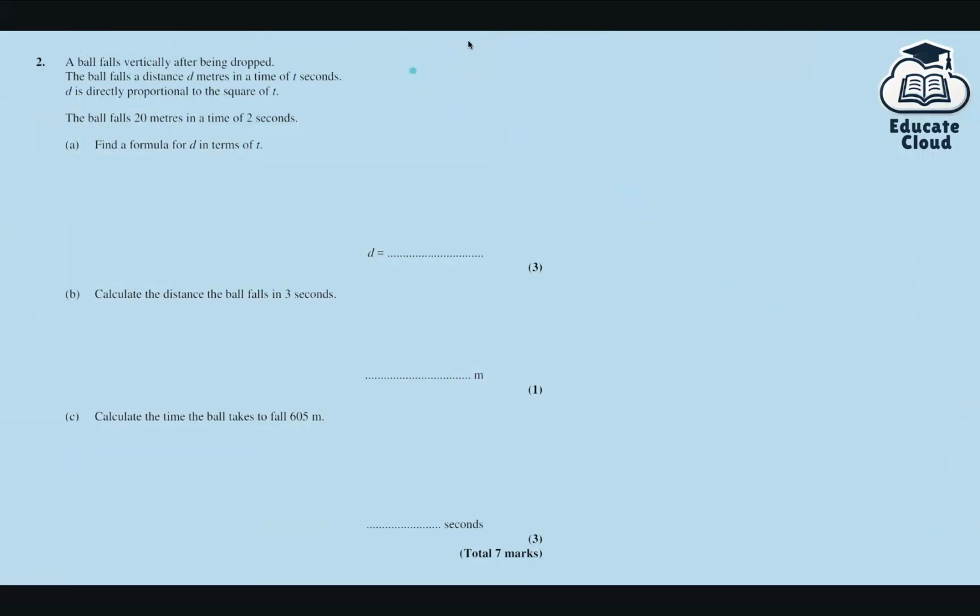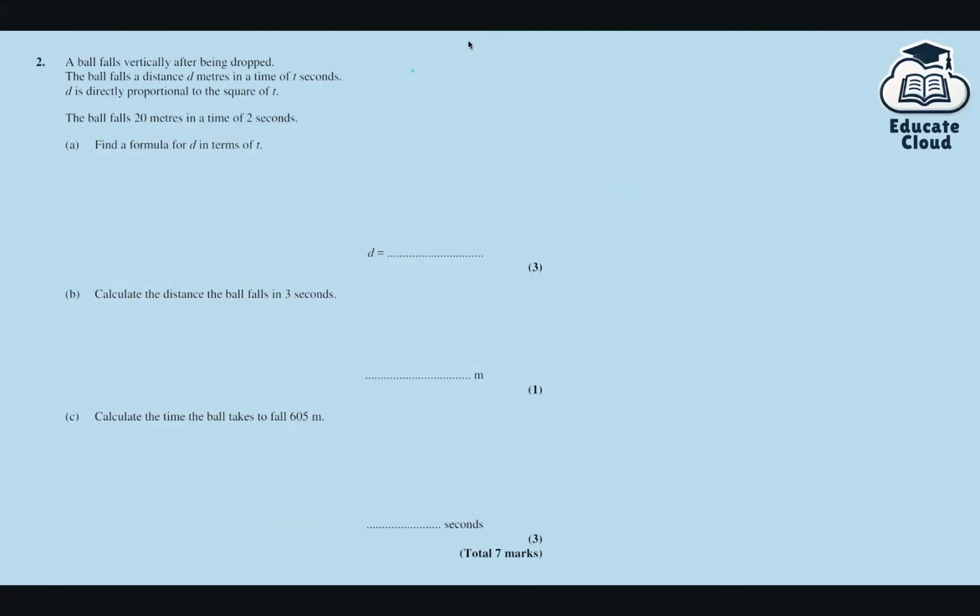Okay, let's have a go at this question now. So a ball falls vertically after being dropped. The ball falls a distance of d meters in a time of t seconds. d is directly proportional to the square of t. The ball falls 20 meters in a time of 2 seconds. Find the formula for d in terms of t.